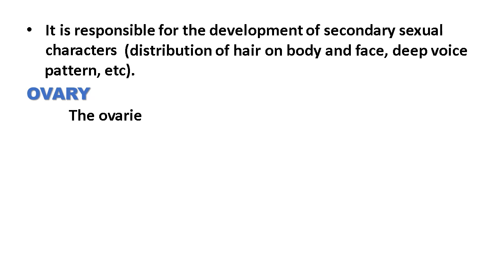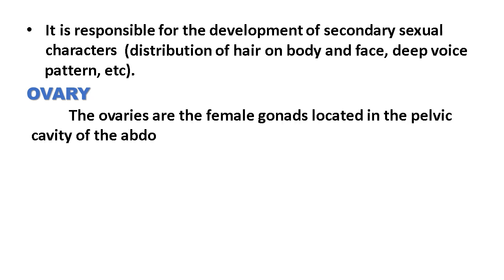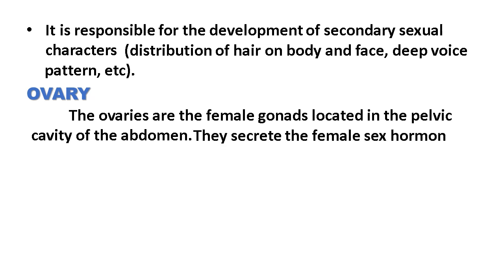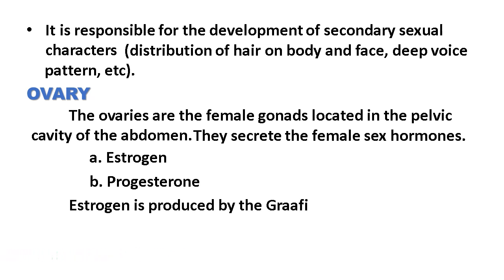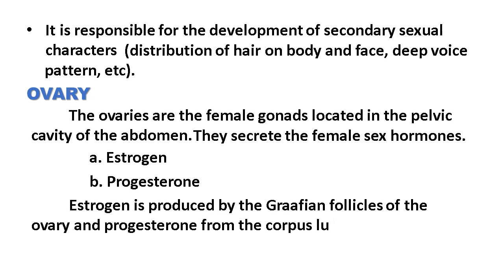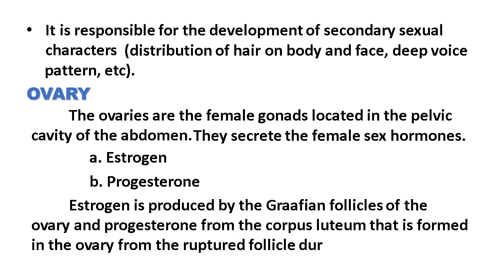Ovary. The ovaries are the female gonads located in the pelvic cavity of the abdomen. They secrete the female sex hormones estrogen and progesterone. Estrogen is produced by the Graafian follicles of the ovary and progesterone from the corpus luteum that is formed in the ovary from the ruptured follicle during ovulation.